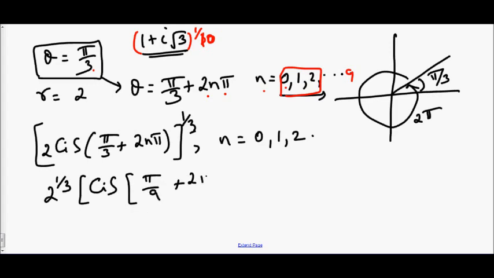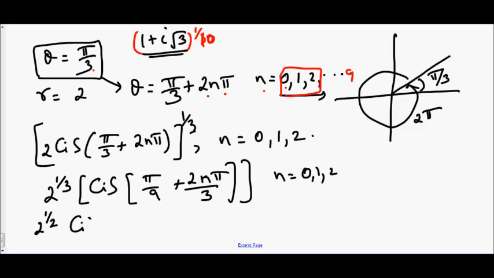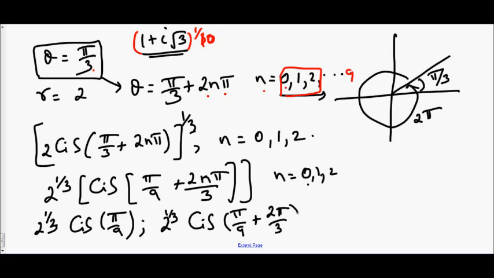I'm bringing the 1 over 3 using De Moivre's theorem for n equal to 0, 1, 2. Which means it is 2 to the power of 1 over 3 cis, when you substitute 0, pi over 9, and the second value is 2 to the power of 1 over 3 cis, when you substitute n equal to 1, you get pi over 9 plus 2 pi over 3, and the third value would be, when you substitute n equal to 2, pi over 9 plus 4 pi over 3.